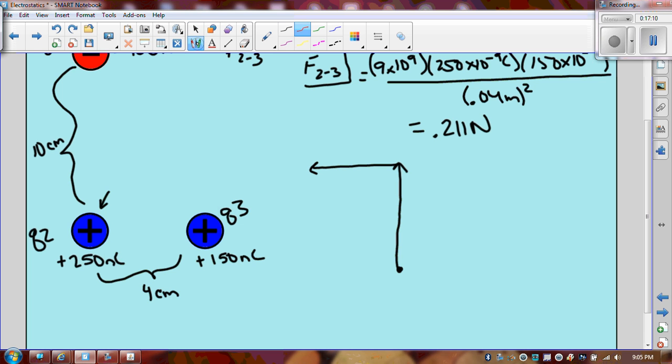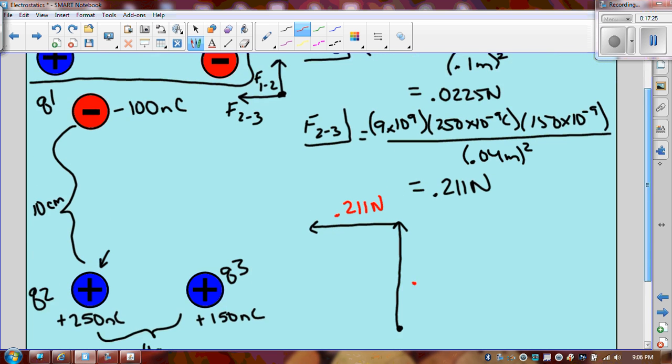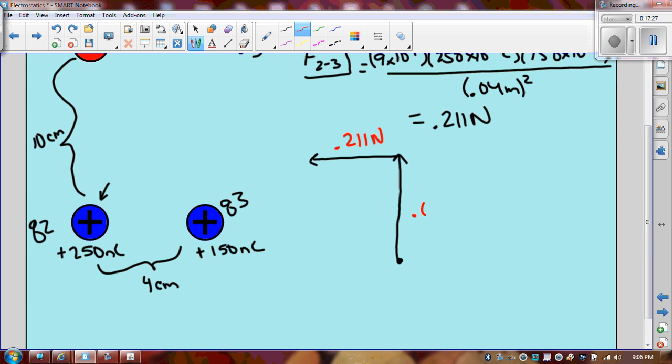And then what I'm going to do is write in our values. So the horizontal force we just found was 0.211 newtons. And then the vertical component is, what was it? 0.0225.